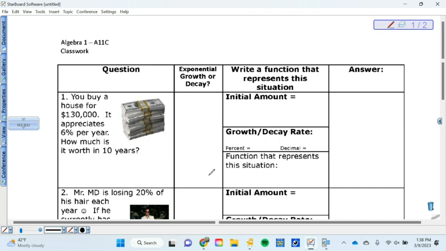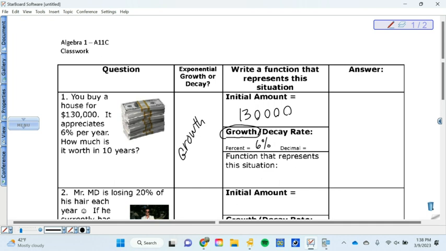But anyway, appreciates means growth or decay? Growth. Good. What is the initial amount of the house? 130,000, right? And we already decided this is a growth rate, not a decay rate. And what is that percentage that it's increasing by each year?